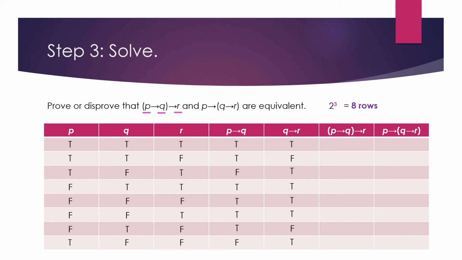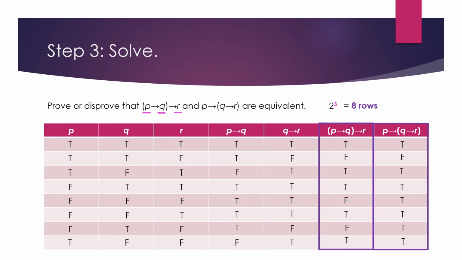The last two columns can be completed in a similar fashion, except now we are using the final two compound propositions as shown. All right, now that the truth table is finally complete, we can determine whether the two compound propositions represented by the last two columns are equivalent. By comparing the truth values of each column, we can see that the two compound propositions are not equivalent. Therefore, we have disproved that if the quantity, if P then Q, then R, and if P, then the quantity, if Q, then R, are equivalent.